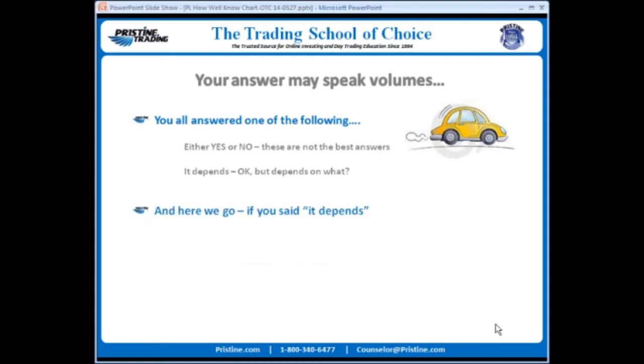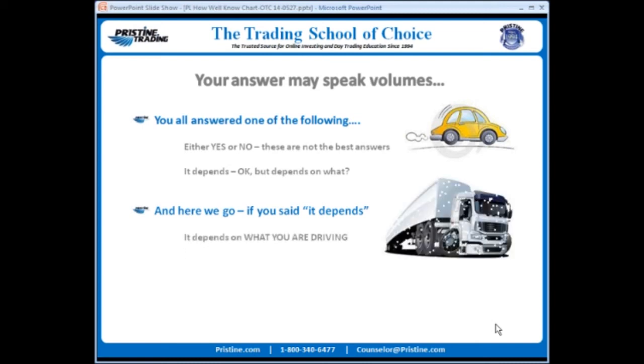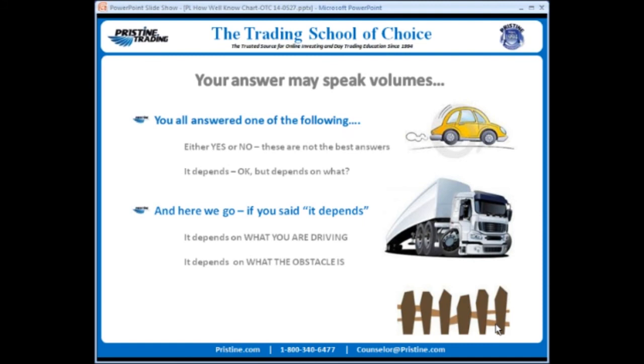Those of you who answered it depends, it depends on what? It depends on what you're driving, or it depends on what the obstacle is. Go ahead and answer D for what you're driving, O for obstacle. If you said it depends, it has to depend on something. Does it depend on what you're driving, or on the obstacle? Somebody said both.